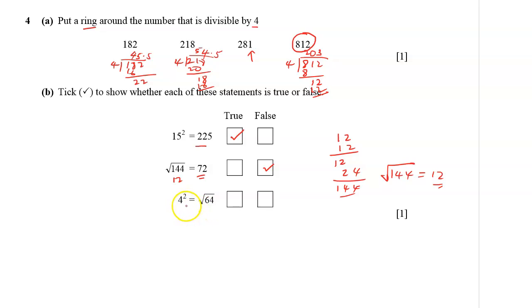So if you find the square root of 144, this should give us 12, not 72. Then 4 squared is not 64. 4 squared is basically 4 times 4, which gives us 16. Therefore, square root of 64 is 8. Therefore, 16 is not equal to 8. So this is also not true. It is false.